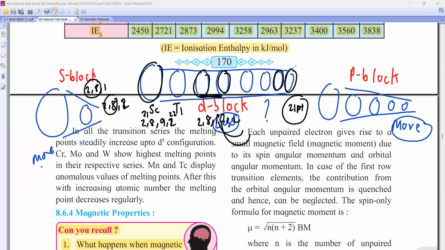Why does it increase in copper and zinc? Because in copper and zinc it becomes d10. So more electrons, and electron-electron repulsion will also occur. So what we concluded: size will initially decrease, then in between it will remain constant, and for the last two or three elements it will increase. So this is the graph you see here now for size.